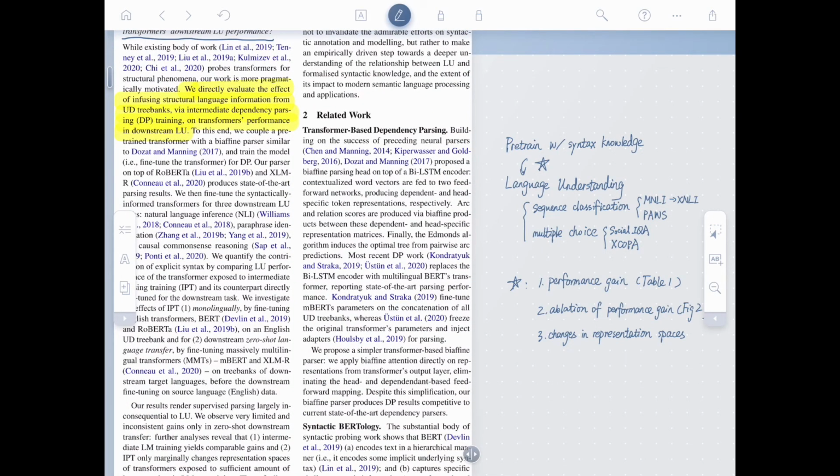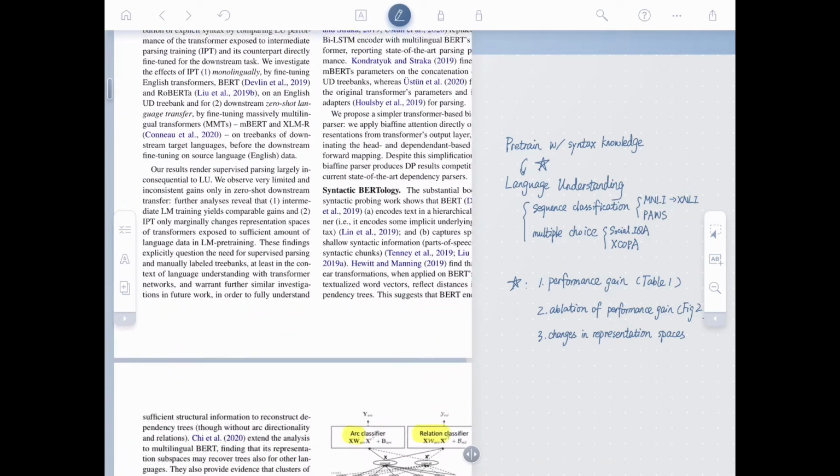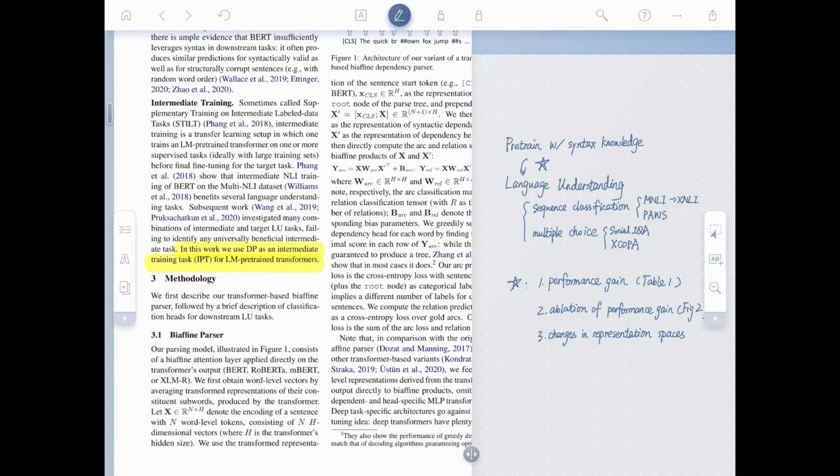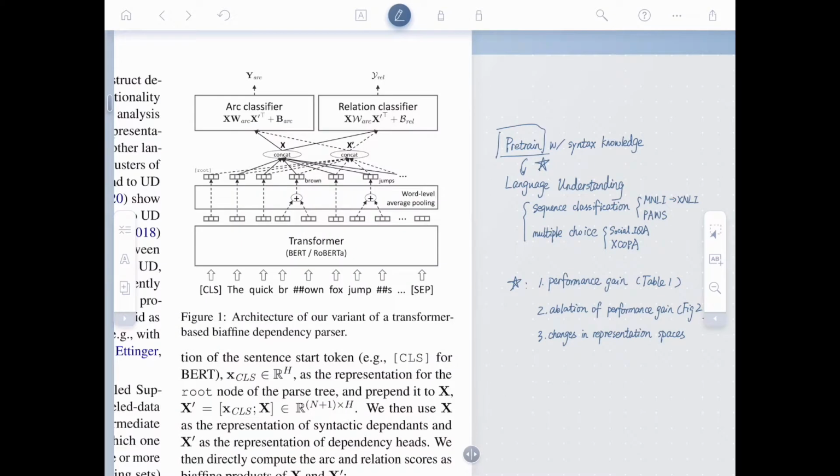They refer to the pre-training process as IPT, intermediate training task. Let us first look at their pre-training process.